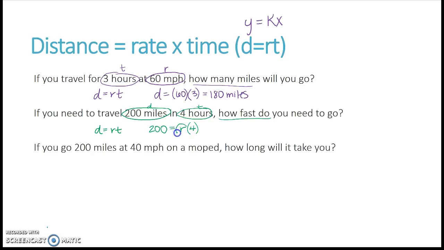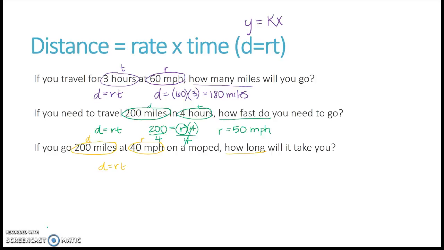Well, I need to get my rate by itself. So right now this is multiplication. So I need to do the opposite operation. So I'm going to divide by 4 to get r by itself. And you have to do the same to both sides. So 200 divided by 4 is 50. So the rate is 50 miles per hour. All right, so go ahead and press pause, and I want y'all to try the last one yourself.